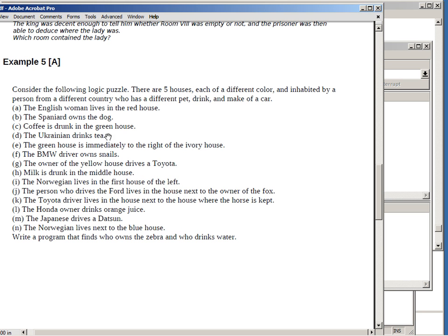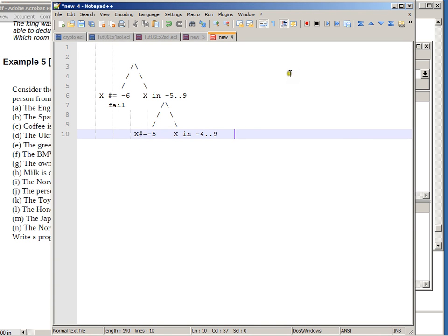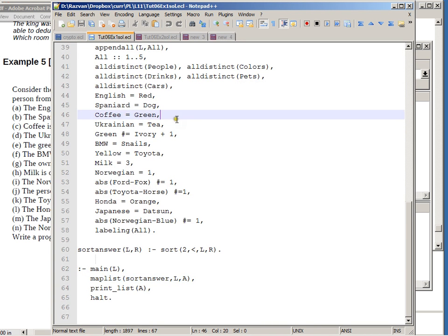But right, we have things like the Spaniard owns the dog. We have things like the person who drives the Ford lives in the house next to the owner of the fox. All right, so all constraints are of this form. So the question is, how do we solve it? Of course, we write a CLP program. And we want all these, how many of them are there? 12, 13 constraints to be encoded in a very readable form.